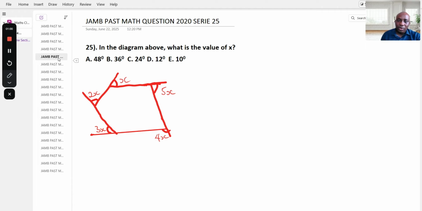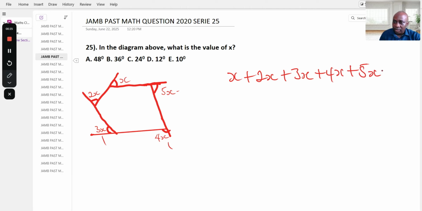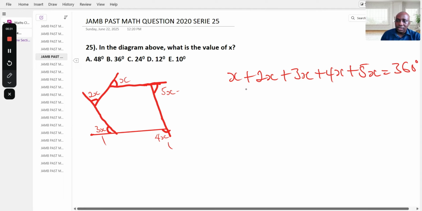It means that they add up to 360 degrees. We are going to add this up, and it equals 360 degrees. First one, x. Let me start from here: x plus 2x plus 3x plus 4x plus 5x equals 360 degrees. The total is 360 degrees.